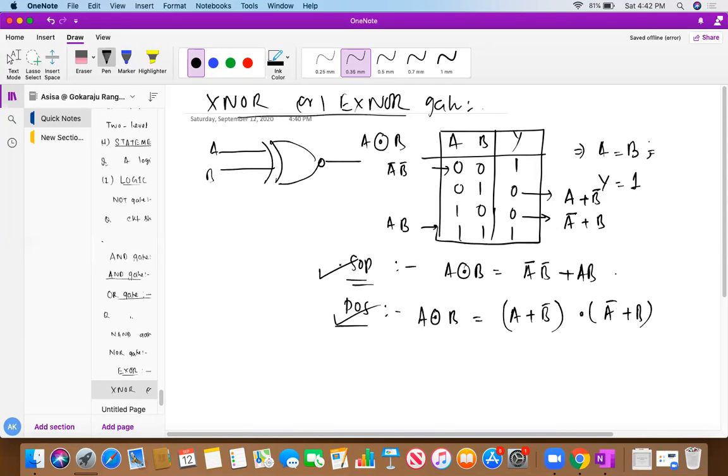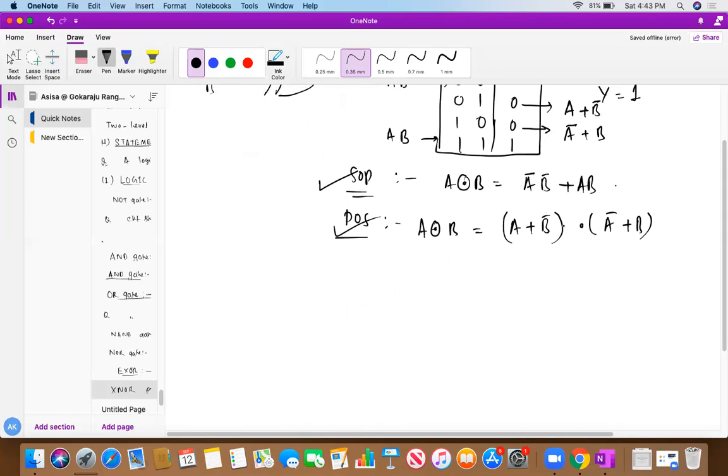Very simple. Now similarly, how about the XOR gate? You can also express the XOR gate in POS and SOP like this, as you have already seen, A bar B or A B bar is actually SOP. The opposite, wherever the 0 is there, those terms, those logic functions you can take and perform the POS.